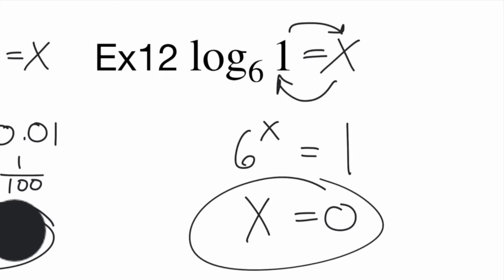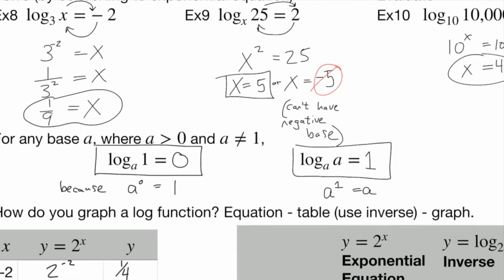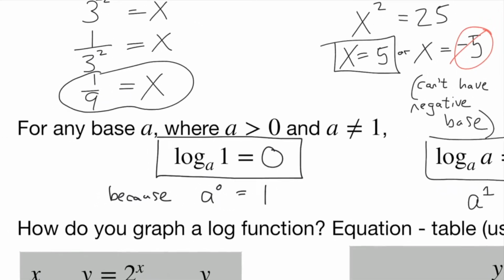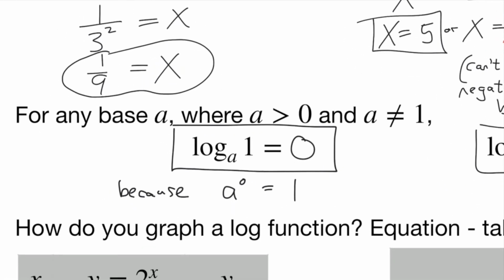We've got log 6 of 1 is equal to x, and the equals x isn't written, but you can just throw it in there, and then all of a sudden it becomes something you can easily change into an exponential equation. 6 to the what power is equal to 1? Well, if you take 6 to the 0 power, that will equal 1. And you can generalize that. You can say for any base a where a is greater than 0 and a is not equal to 1, the log of 1 in any base would equal 0, because a to the 0 equals 1.